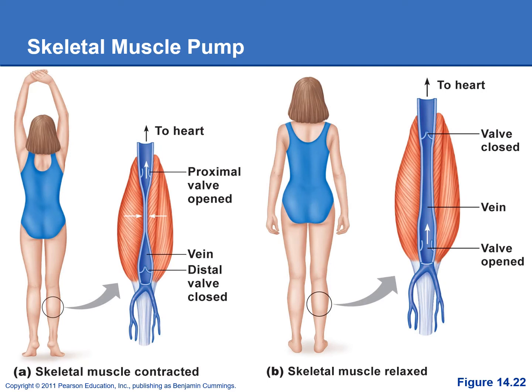Here's a picture showing you the skeletal muscle pump. When the muscle contracts, you can see that it pushes on the vein. That'll increase the venous pressure and push more blood back to the heart. And then when the muscle relaxes, it's no longer squeezing on the vein, so the pressure will drop, but you've got the valves that will prevent the blood from flowing backwards.